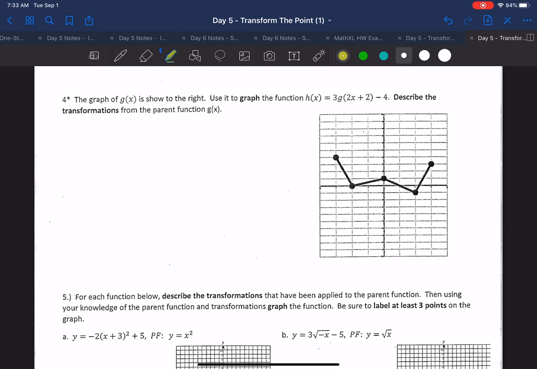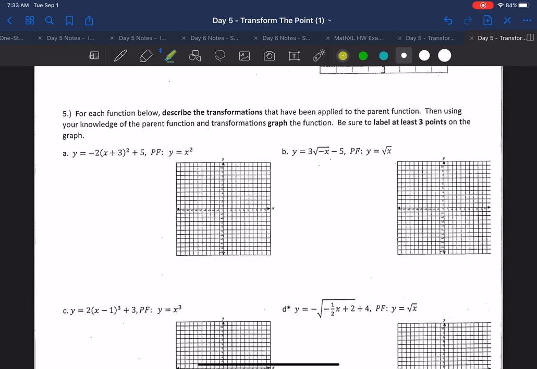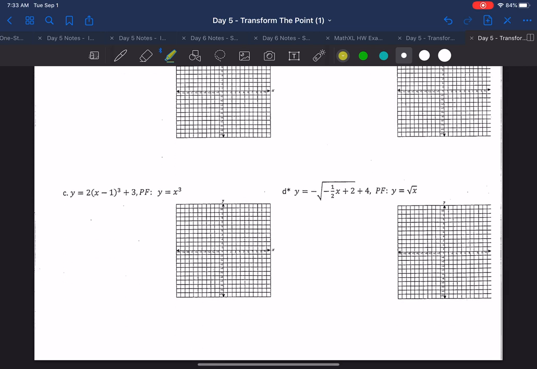Let's work on this worksheet. I will post up the key for all of this. I'm redoing my key in nice color. I'm not going to make a video for all of it, so if you have questions tomorrow, please ask.